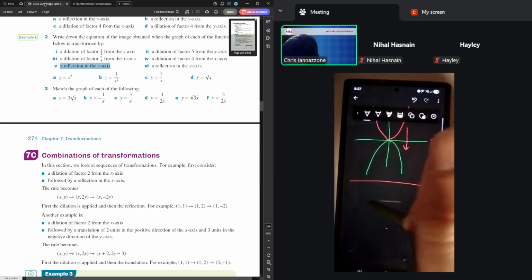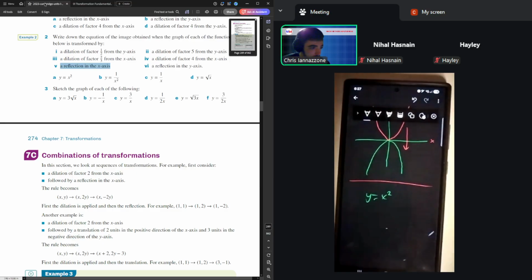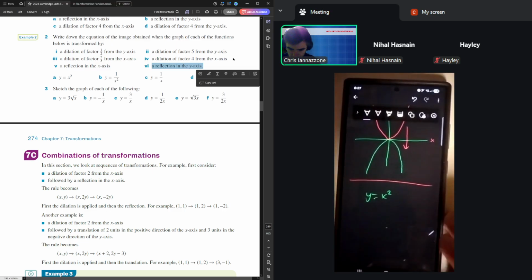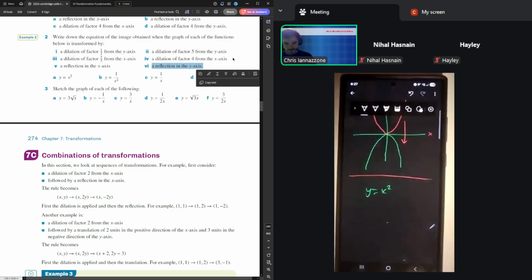We're going to do the quadratic again, but this time we're going to do the reflection in the y-axis. And I've picked the quadratic for a very particular reason here. Y equals x squared, reflection in the y-axis. Bit of a cheeky one.